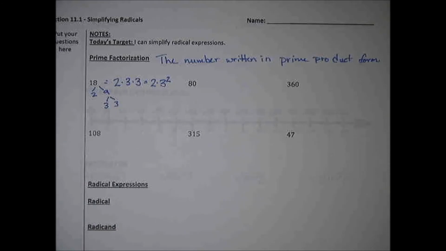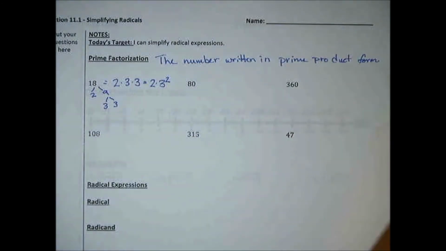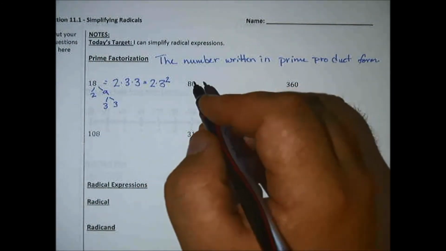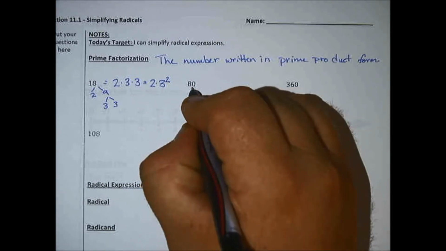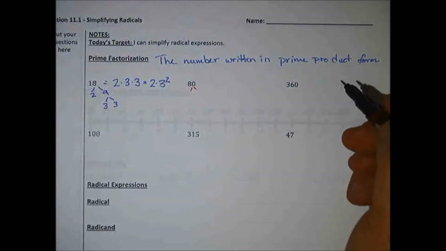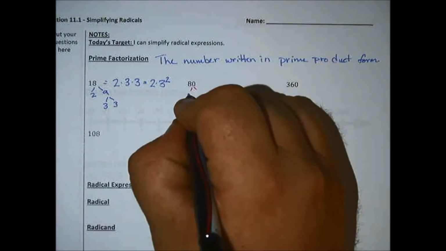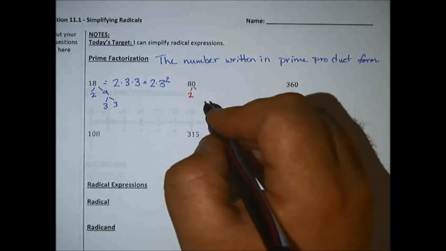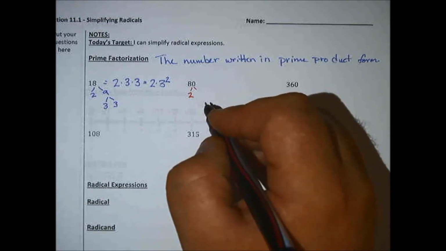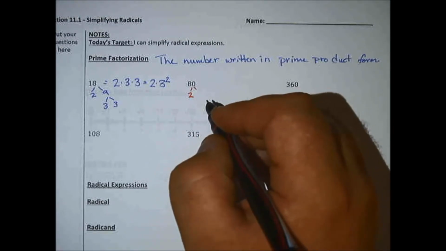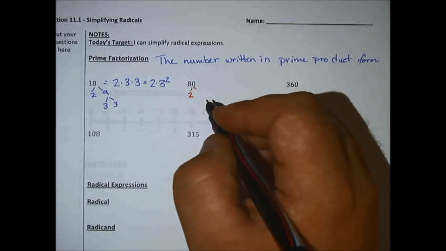Okay, let's look at the next one, 80. To get 80, like I said, there's multiple ways to do it. You could go 10 times 8. That would be one way. I like to just go in line and divide by the smallest possible prime number I can, because remember, 1 is not a prime number.